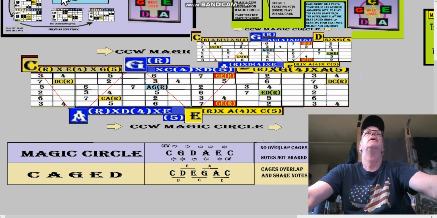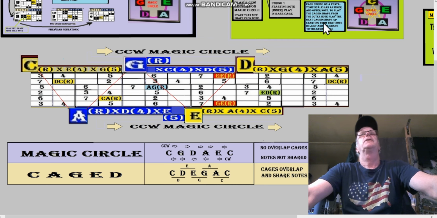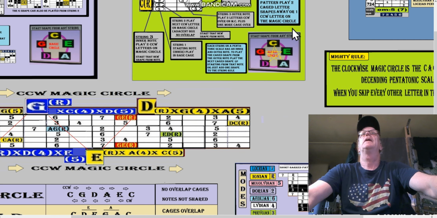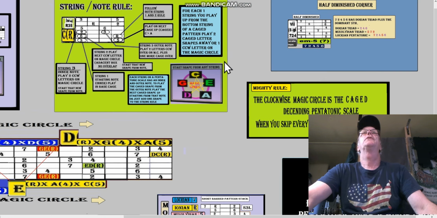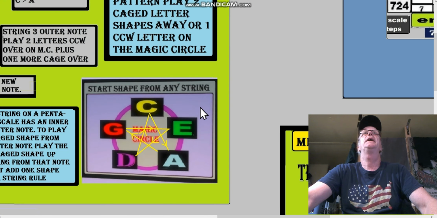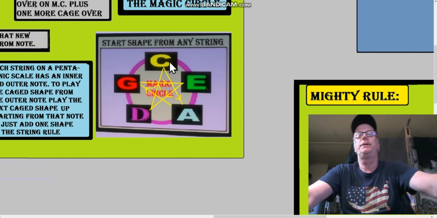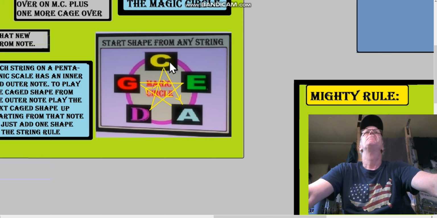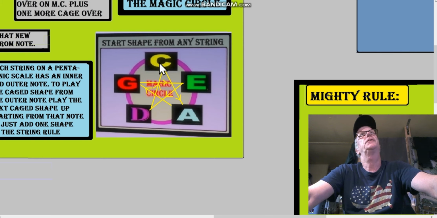Okay, go back to the chart. That's how long it would be. Now what's going on here? I know this looks mystical, and it really is, it's cool. This is the magic circle. C goes to E, because there's a third between C and the E shape. And then it goes back and forth. E goes to A goes to D, D goes to G, G goes to C.